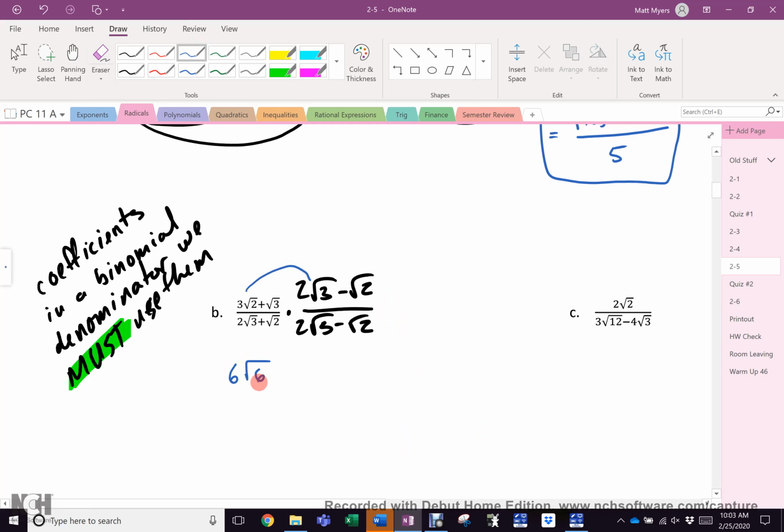Six root 6. Okay. That's the second one. What's that? Three root 4. 2 times 2. Here's the third one. What's that going to be? Plus 2 root 9. And here's the fourth one. What's that going to be? Minus root 6. Over. Now, we've done it once before.